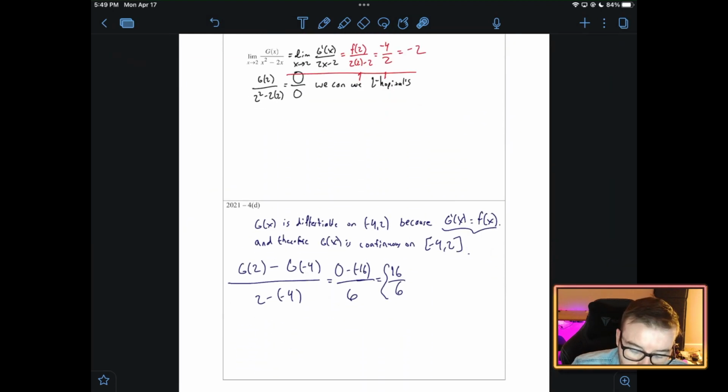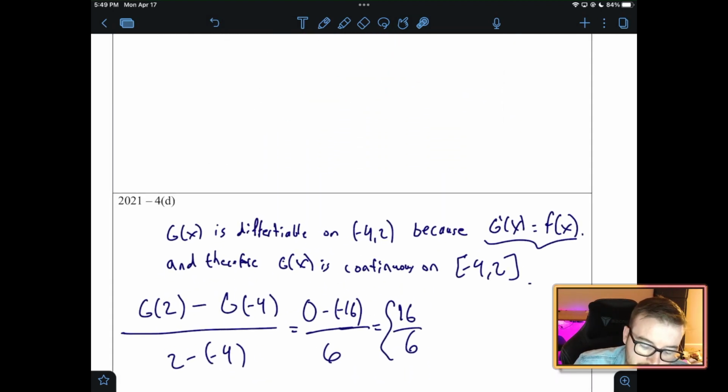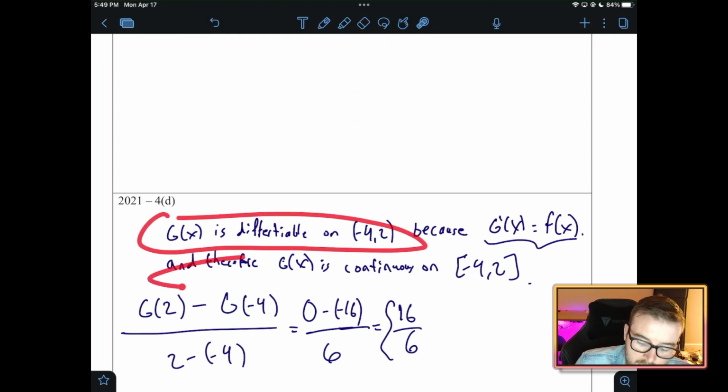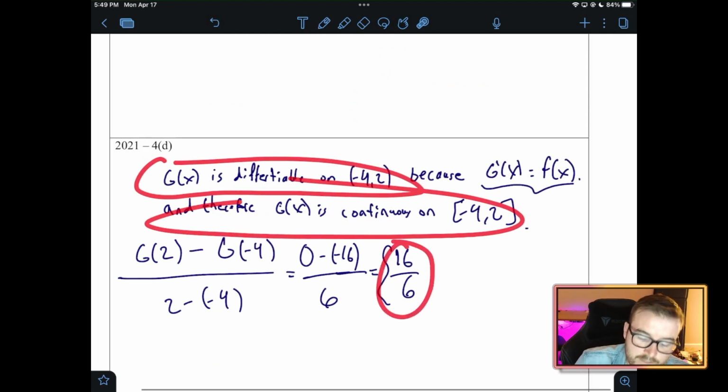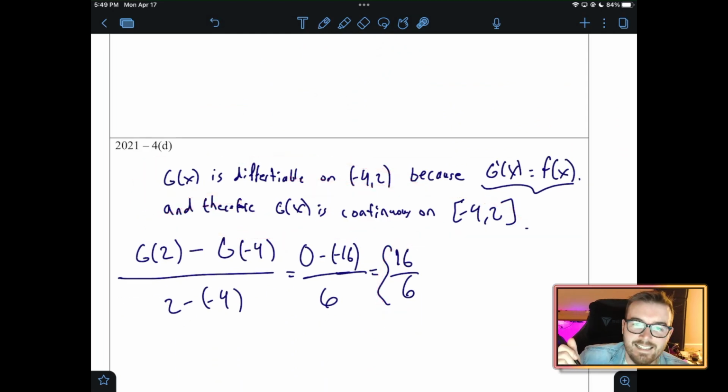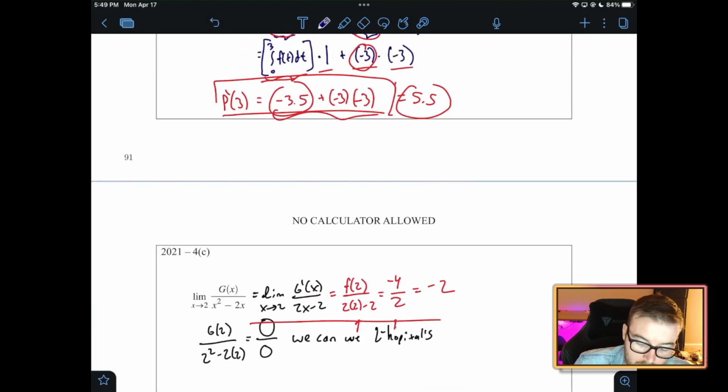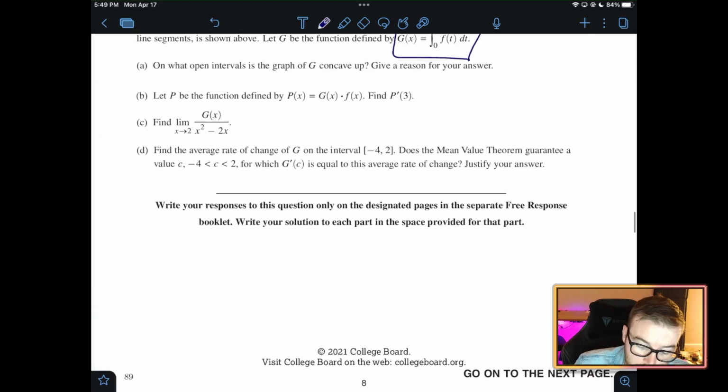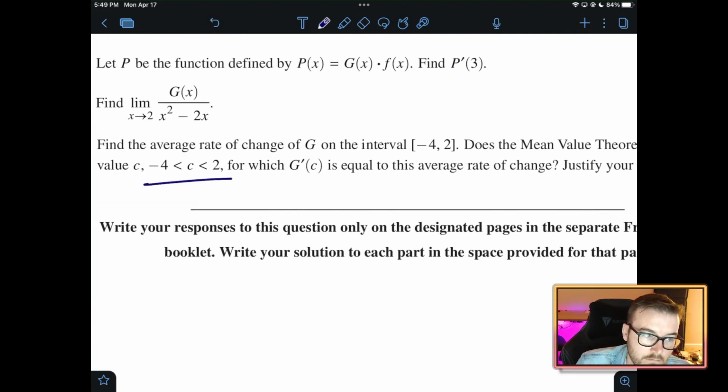MVT, what are we saying? Because it's differentiable and because it's continuous, this value must exist. That's what we're saying. This value must exist on the derivative. It has to. The derivative must have this value. So, is that value between negative 4 and 2? Yeah. 16 divided by, oh, no, it's not. That's greater than 2.